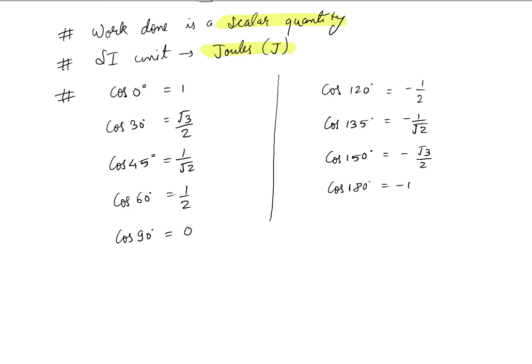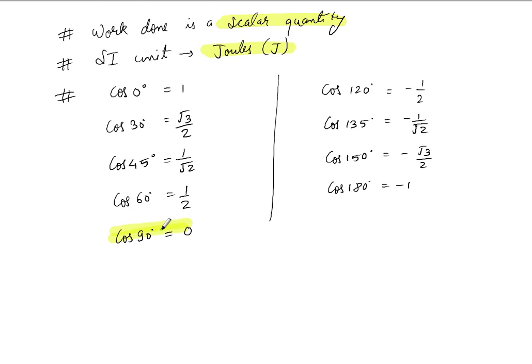Work done is a scalar quantity and the SI unit of work done is joules, which is represented by capital J. Before we proceed, let's first discuss the values of cos theta for different angles. The value of cos theta at 0 degrees is equal to 1. For theta equal to 30 degrees, cos theta is root 3 by 2. For 45 degrees, cos theta is 1 by root 2. For 60 degrees, cos theta is 1 by 2.